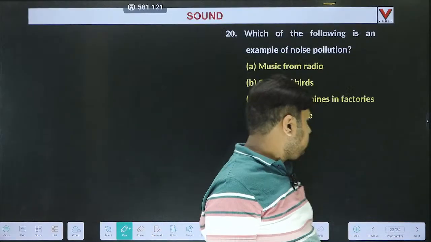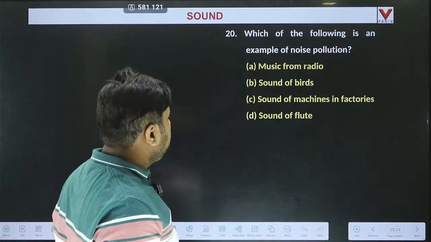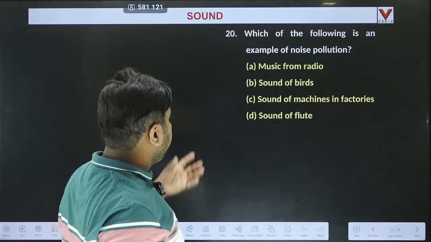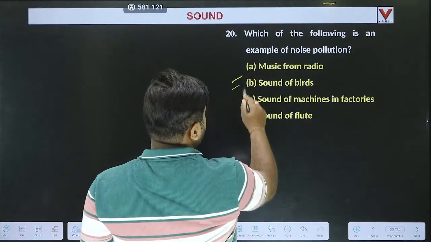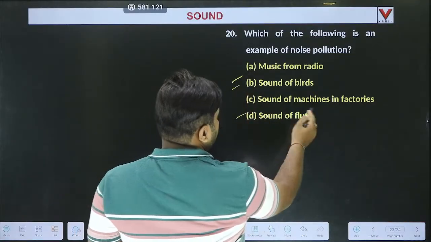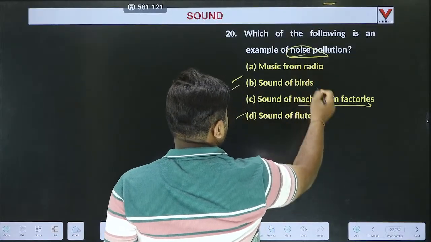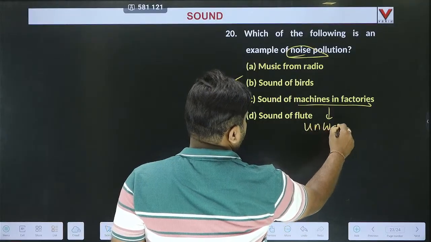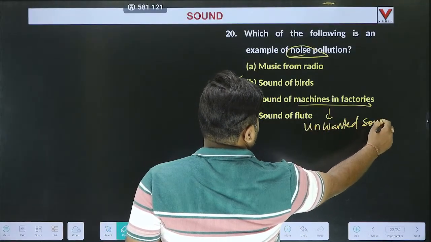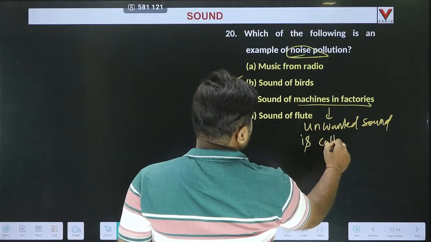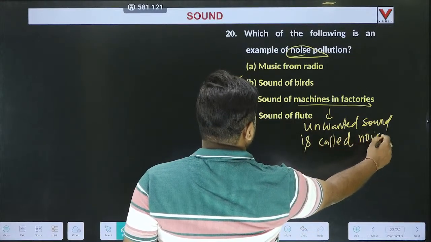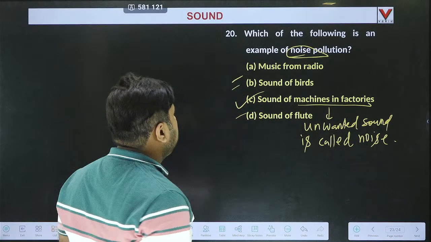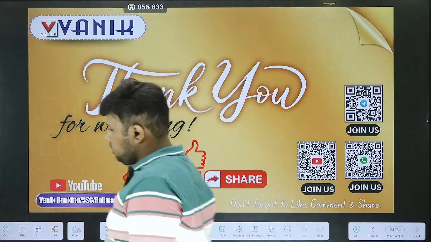Okay, so next, which of the following is an example of noise pollution? Sound from radio, sound from bird, sound from flute. These all are what? Music. Okay, quality is good. Sound from machines in factories is noise. Why noise? Because unwanted. Okay, so unwanted sound is called noise. So sound from machines in factories is nothing but noise. Okay, so that's it.